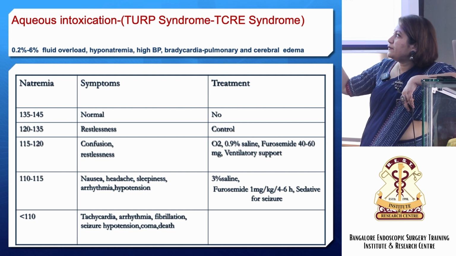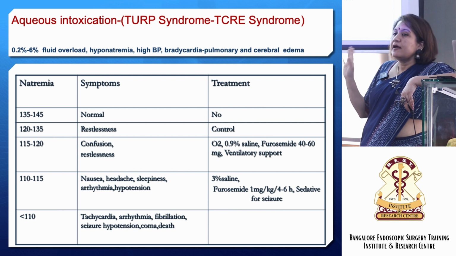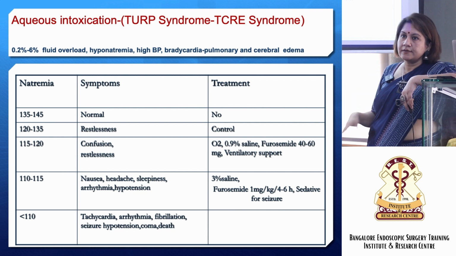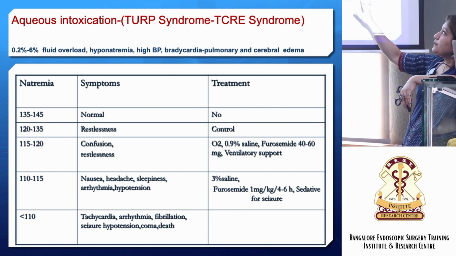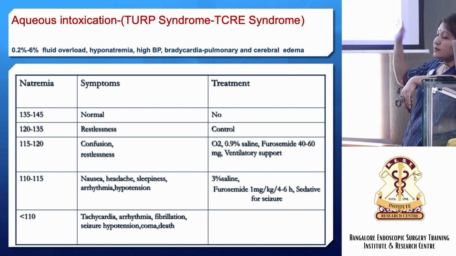When the value is between 115 to 120, there will be more restlessness and confusion. The patient becomes really restless. At that time, you definitely have to abandon the surgery. Of course, give supportive treatment. Because hypoosmolarity has happened, you will have to give saline, furosemide, and ventilatory support.